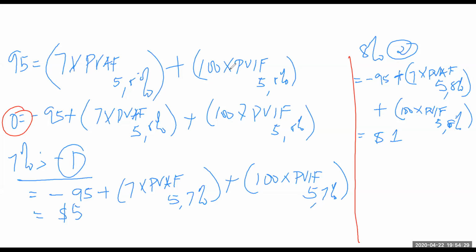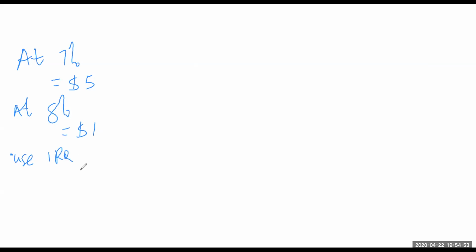Let me open a new board here. At 10%, we got positive 5. At 8%, we got 1. Now we can extrapolate the results using the IRR formula, which I hope you still remember. You're going to see that the cost of the debt, RD, will be equal to, at 7% we got 5. So our lower discount rate here is 7%. Let me just remind you the IRR formula, for those who may have forgotten.